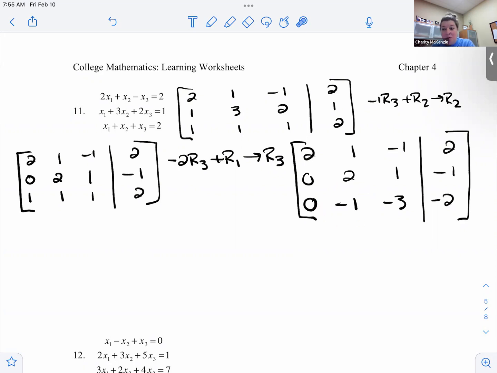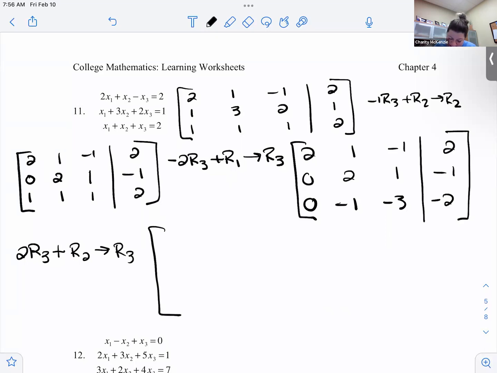So you just have to deal with whatever numbers you have to multiply. I can multiply this one by 2, and then these would add to 0. Okay, so that's what I'm going to do. I'm going to take 2 times row 3, and I'm going to add it to row 2 and replace it on row 3.